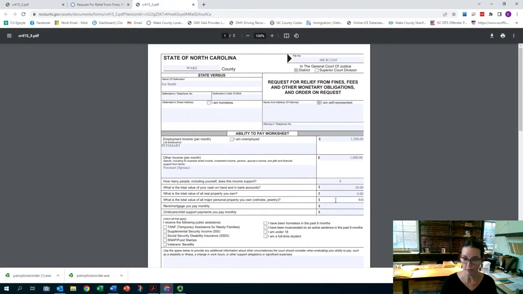So we're going to put 0 over here. Next question is rent or mortgage that you pay monthly. So how much do you pay for rent or mortgage for the residence that you live in? And that includes if you live with another person, perhaps a roommate, and you only pay a portion. Perhaps you pay $200 and your roommate pays $200. Or perhaps you pay the entire rent yourself. So you want to put that amount in this slot. So we'll put $750.